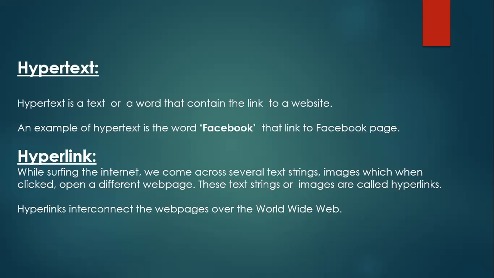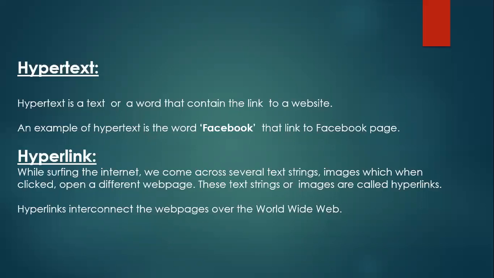While you are surfing the internet, we come across several texts and images which, when clicked, open a different web page, and these text or string or images are considered as hyperlinks. So the text that, when you click on it, opens a different web page is known as a hyperlink, and the text which is connected to different websites is known as hypertext.